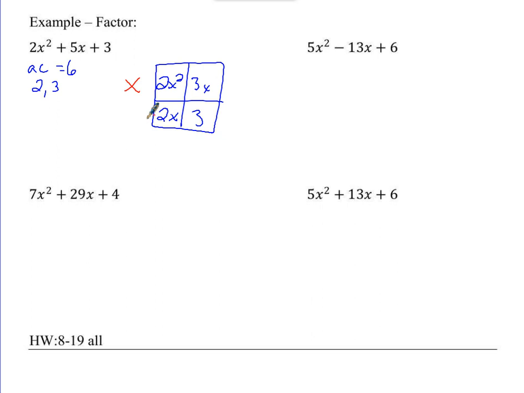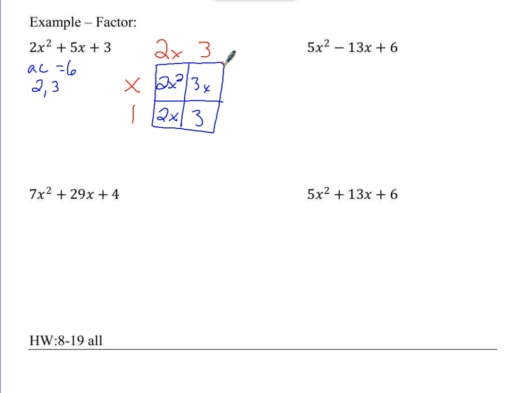And now my bottom row, what's the GCF there? 1. There's always going to be a GCF. If you don't see one, then it's a 1, and you have to write down the 1. How about my first column? That is 2x. And my last column? That is 3. So now you've pulled out the GCF for each row and each column.